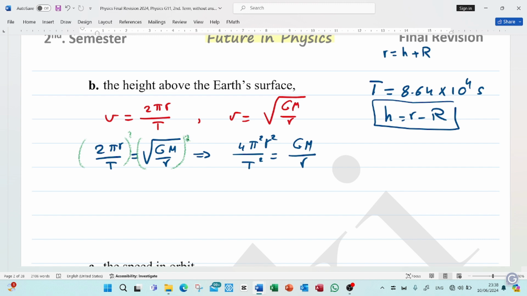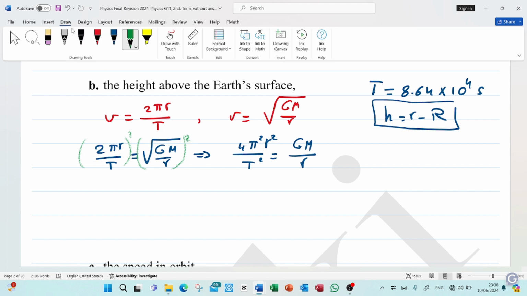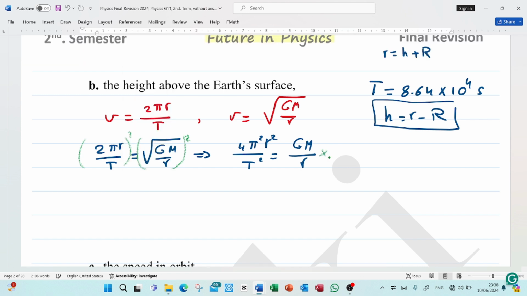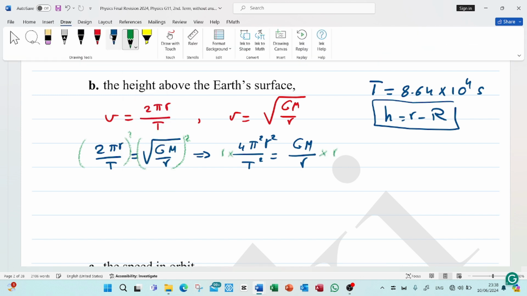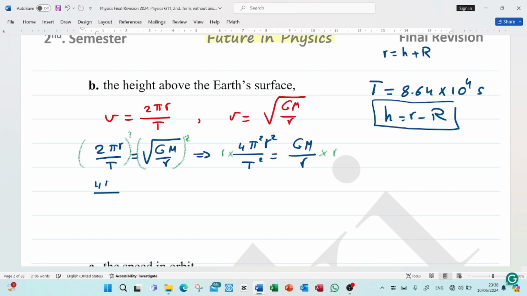Okay. Now multiply by r, because we need r on one side as the subject. So multiply by r, multiply by r. Then here r times r squared is r cubed. Then we have here 4π squared over T squared r cubed. You cancel r with r equals GM. Now substitute.